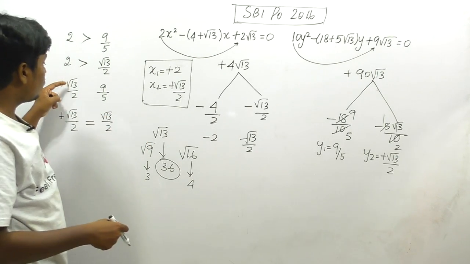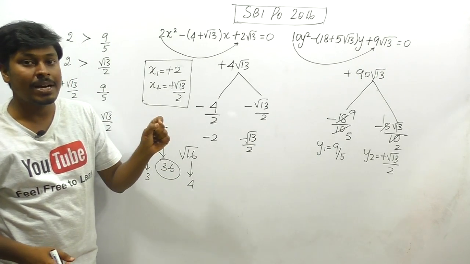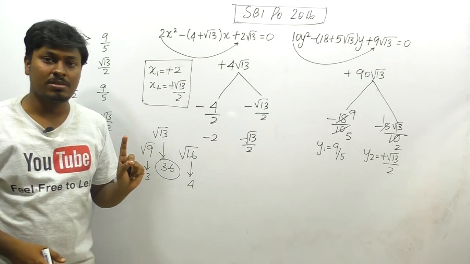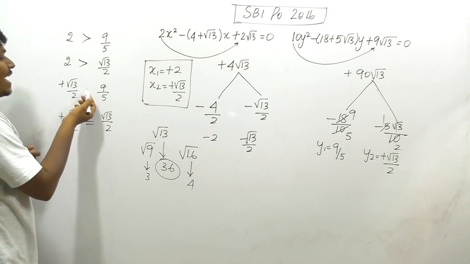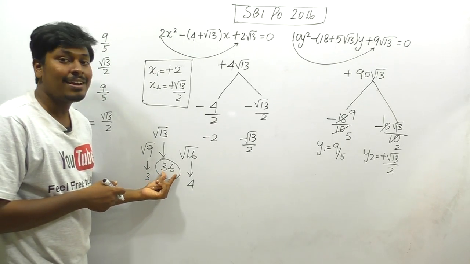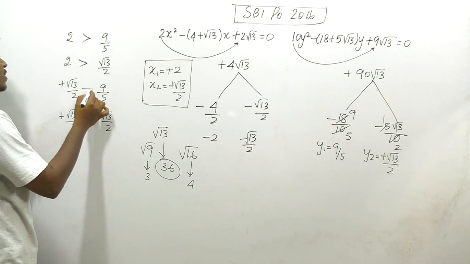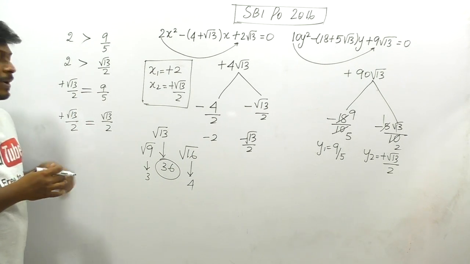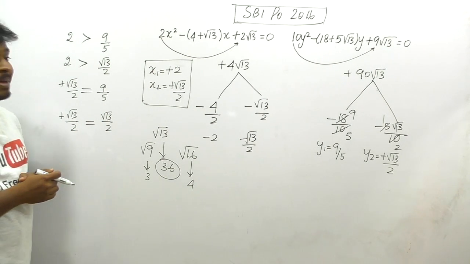Friends, got it? Root 13 by 2, where root 13 is 3.6. So 3.6 divided by 2 is 1.8 approximately. And similarly, 9 by 5 is also 1.8, right? So I can say that it is either greater than or equal to. Why either? Because we don't know whether it's exactly 3.6 or 3.7. So definitely it can be either greater than or equal to, so I am just going to keep it as equal to. Why? Because here it is 1.8 according to our concept, so I can make this as equal to.